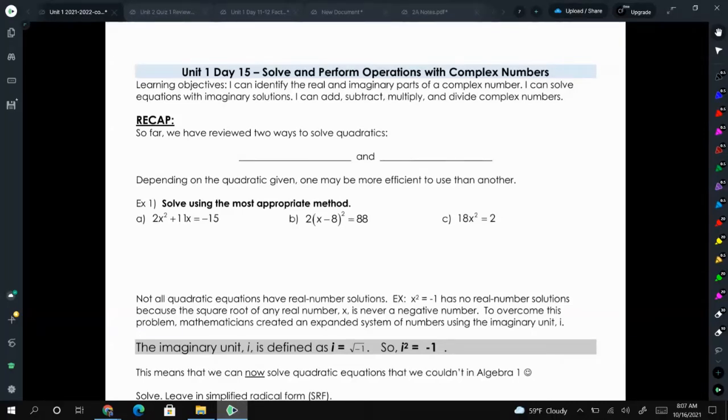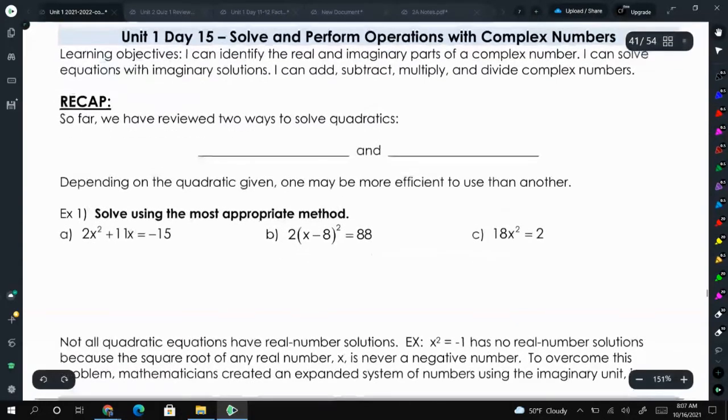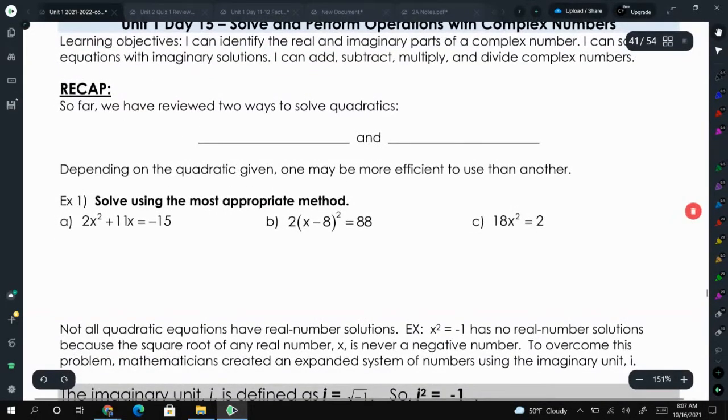In this lesson, we are going to talk about solving and performing operations with complex numbers. So when we are solving quadratic equations, there are two methods that we have already talked about. We've talked about factoring, and we've also talked about the square root property.